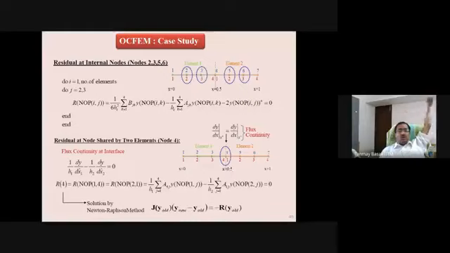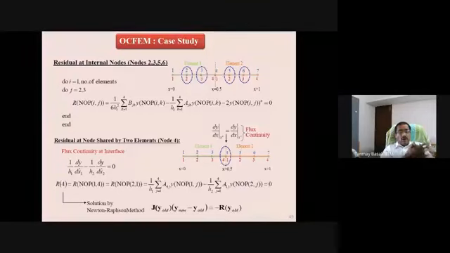One is called function continuity, the other is flux continuity. Of course, flux continuity makes sense if it is a heat transfer problem. If you look at the composite domain of composite slabs, definitely the flux is continuous. So from a physical perspective, flux continuity makes sense.